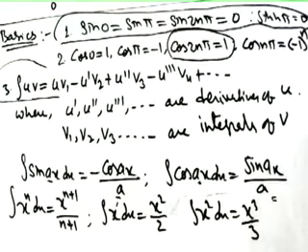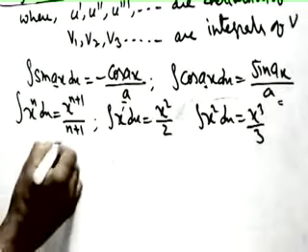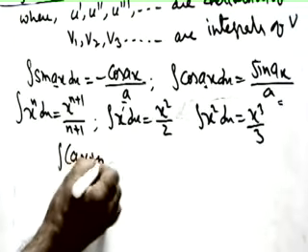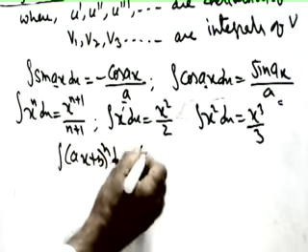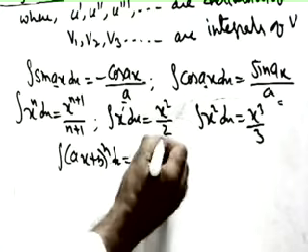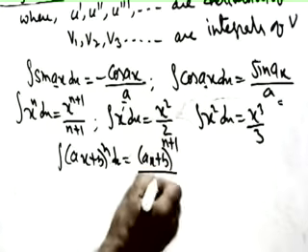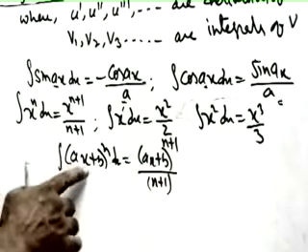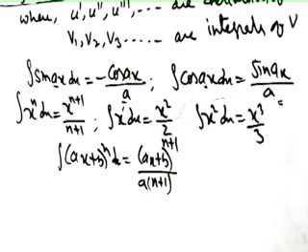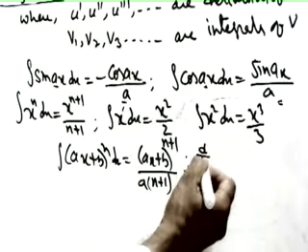Integration of x is x squared by 2. Integration of x cube is x to the power 4 by 4. Suppose we are having integration of ax plus b whole power n. Integration of x power n is x power n plus 1 by n plus 1, but we have to divide by the coefficient of x, so we must get a here.